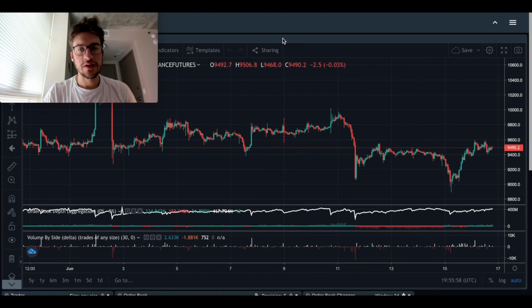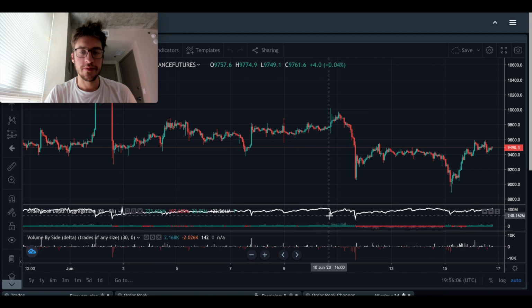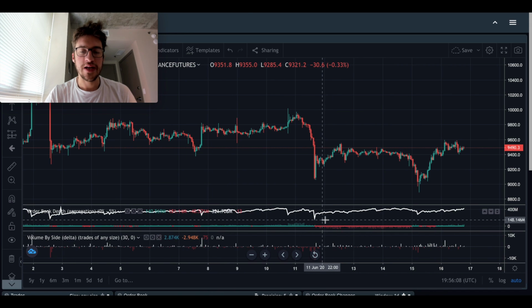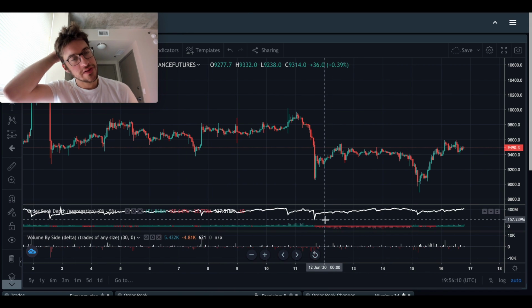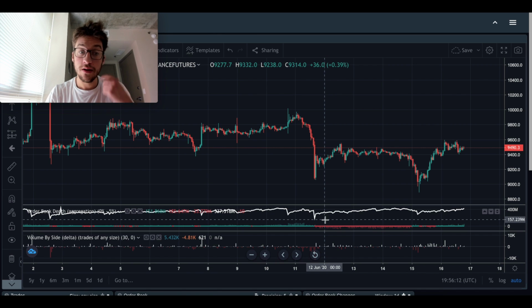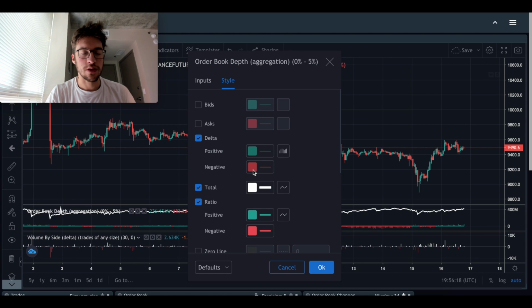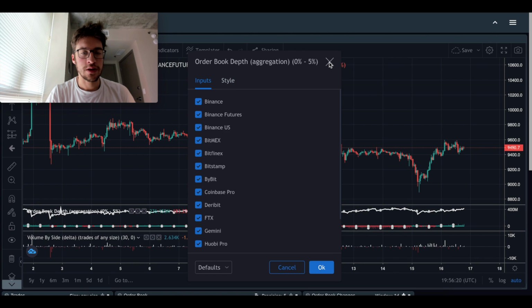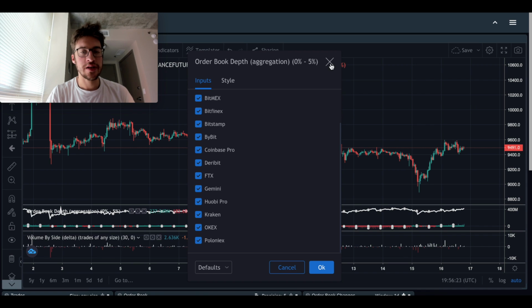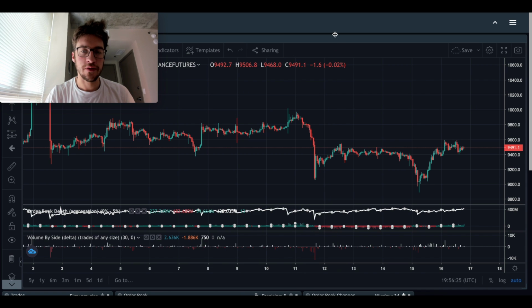Hello traders, in today's video we're going to be looking at an indicator that I typically haven't been looking at in this way. So what you're looking at here is order book depth from 0 to 5%. And this is aggregated, as it's a bunch of exchanges' data for bids and offers added together. If you want to see what exactly those exchanges are, you can see them here. As you can see, I've ticked all the boxes for all of them to be shown.